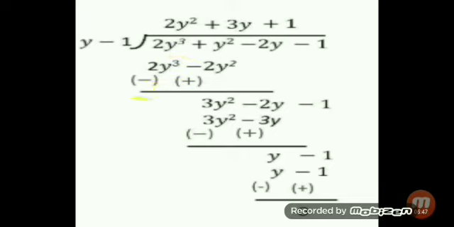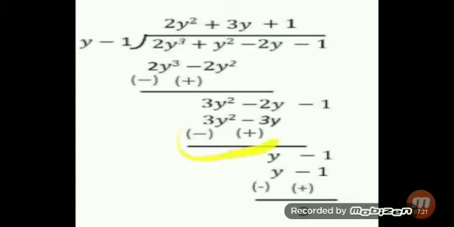We change the sign. Here will be negative and here must be positive. We multiply minus 1 with 2y square. So it becomes minus 2y square. Now this remains cancelled, and plus 1 and plus 2 becomes plus 3. So we write 3y square, and minus 2y and minus 1 remains as it is. Now we want 3y square. So we multiply y with 3y to get 3y square. So we write 3y square as it is. Now minus 1 multiplied by 3y is minus 3y.